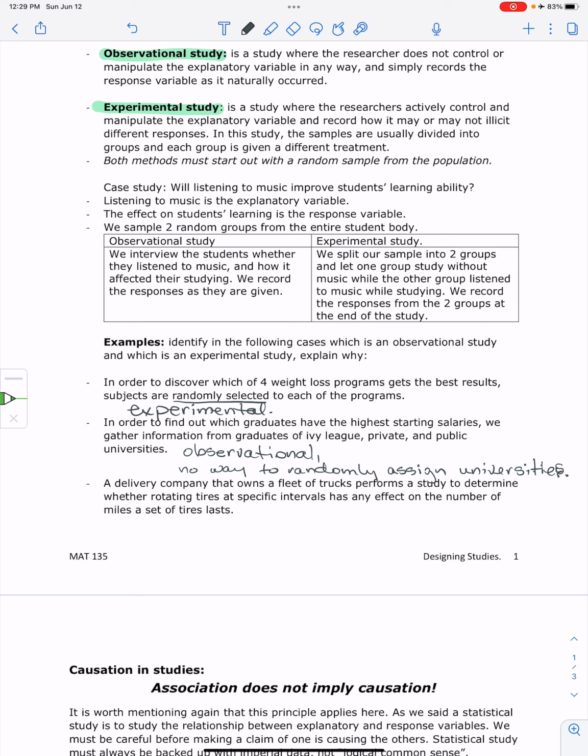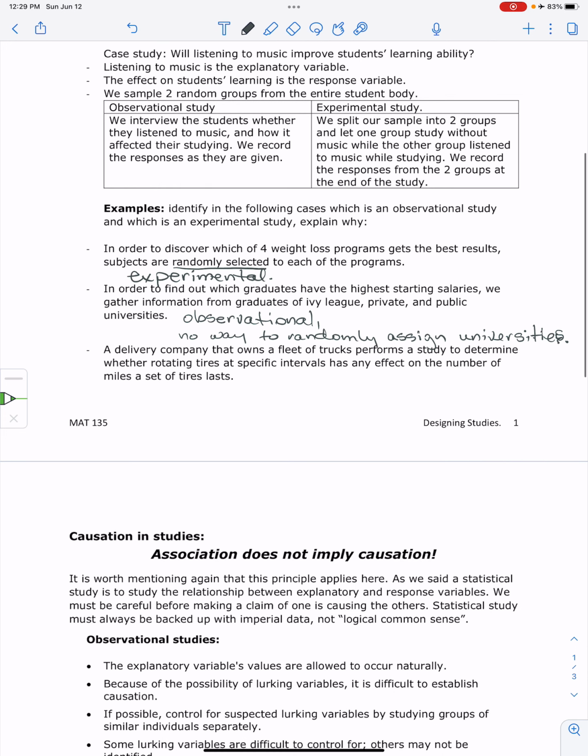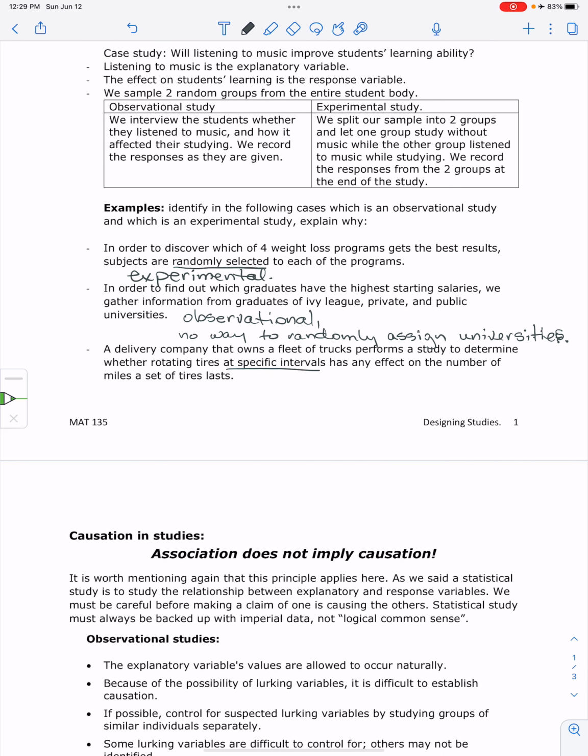A delivery company that owns a fleet of trucks performs a study to determine whether rotating tires at specific intervals has any effect on the number of miles a set of tires lasts. Feels like there is not enough info, but if we talk about at specific intervals, we can call this experimental, provided that we've got some sort of random selection on the trucks or tires.